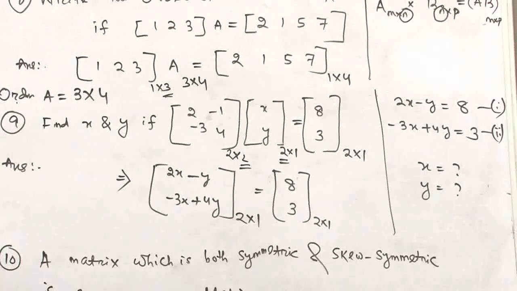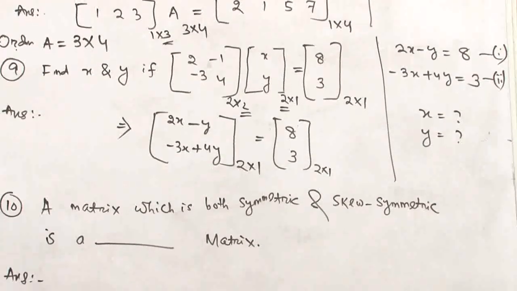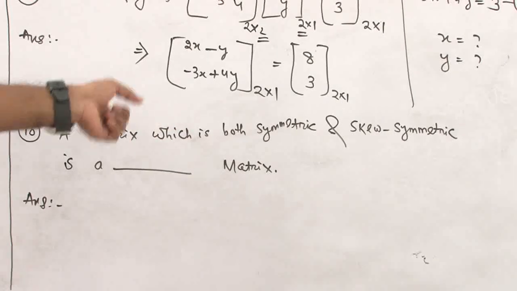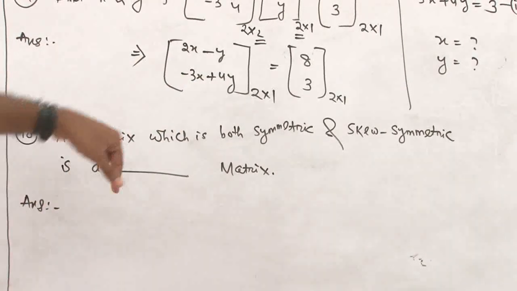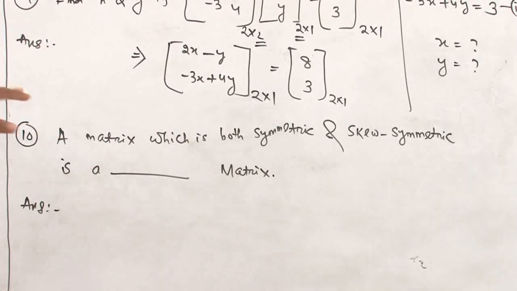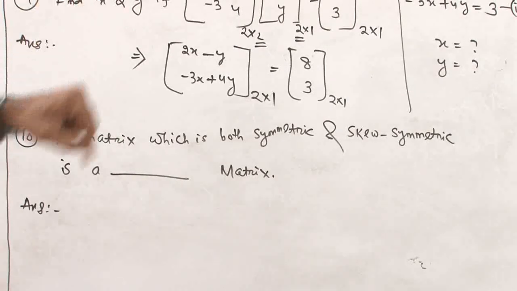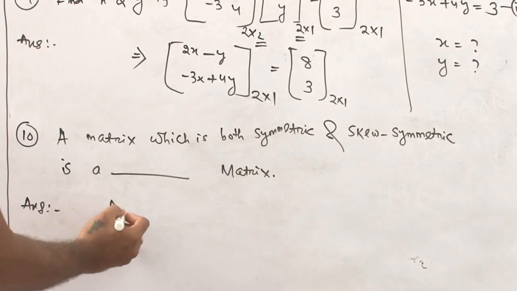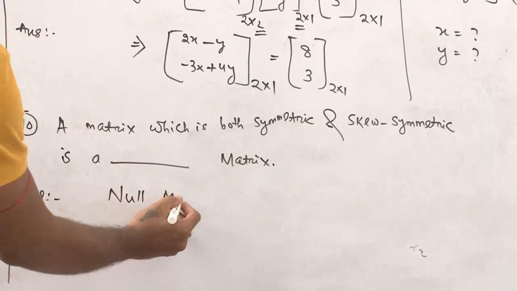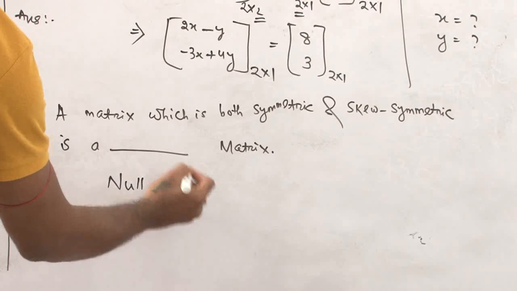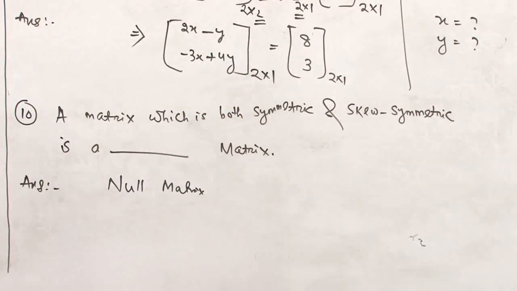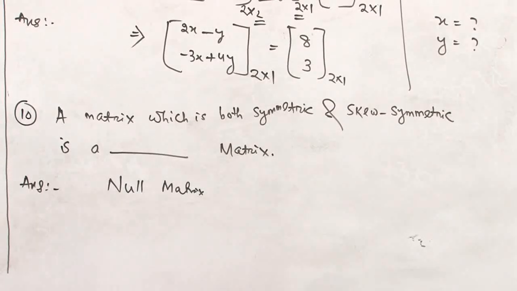Now, question number 10. A matrix which is both symmetric and skew symmetric is a dash matrix. A matrix having both symmetric and skew symmetric properties, what type of matrix is it? It is a null matrix, because a null matrix is both symmetric and skew symmetric. So here is the solution of question number 10.